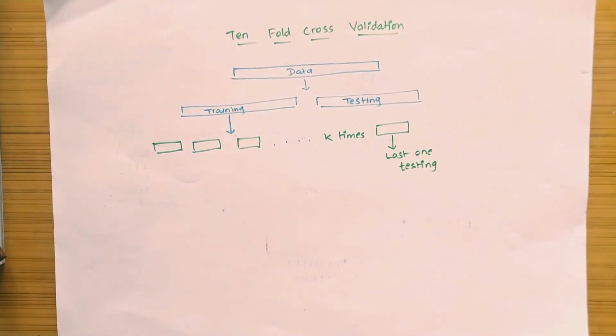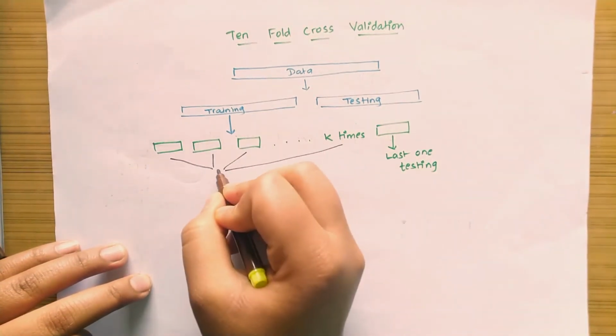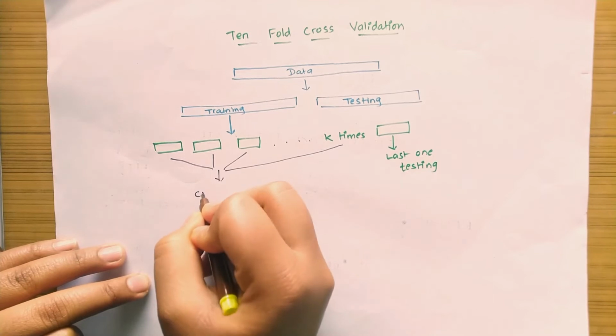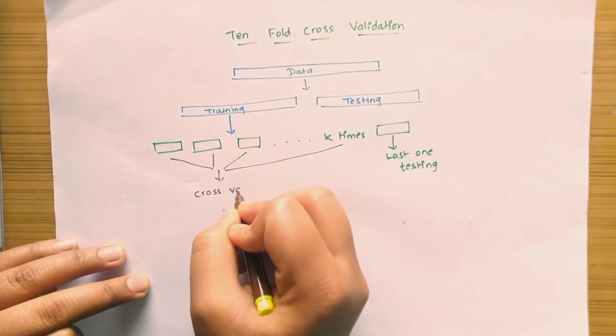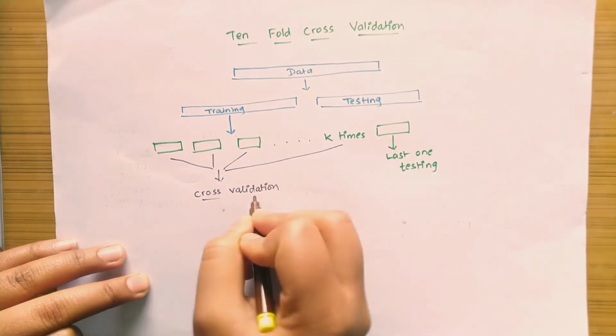On the training samples, the cross-validation is repeated k times, with each of the subsamples used once as the validation data. The k results from the folds are then averaged to produce a single estimate.